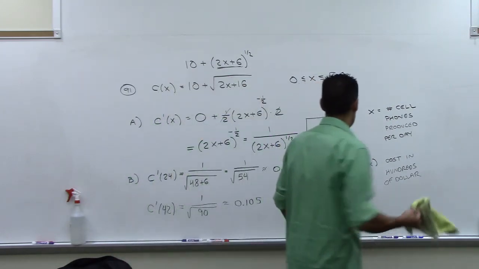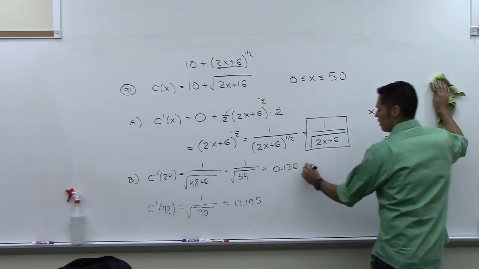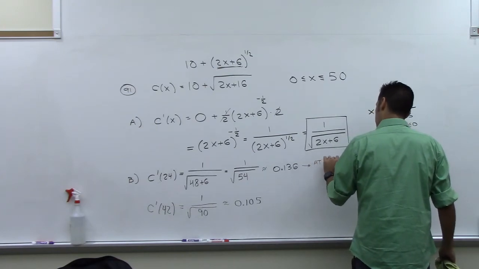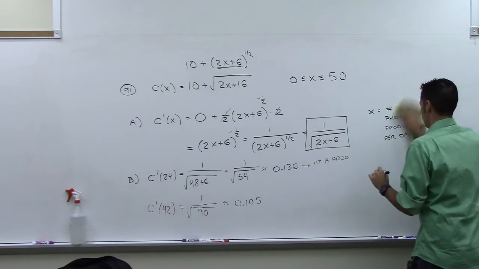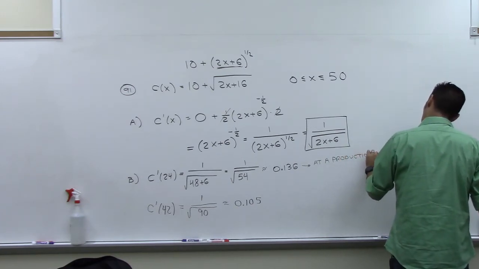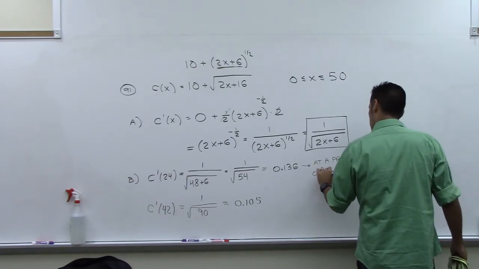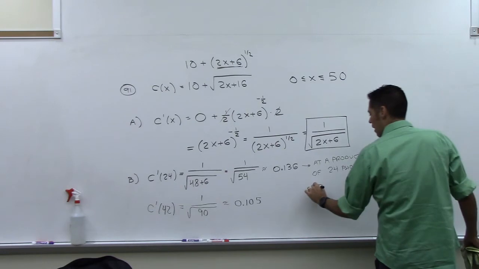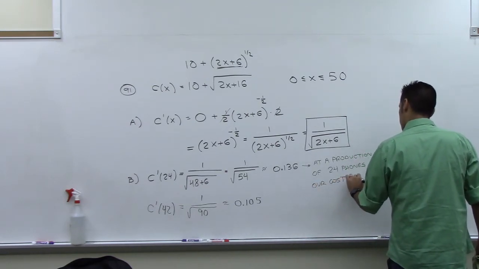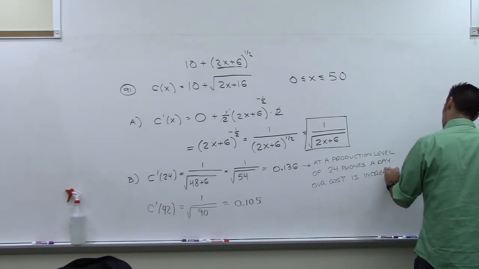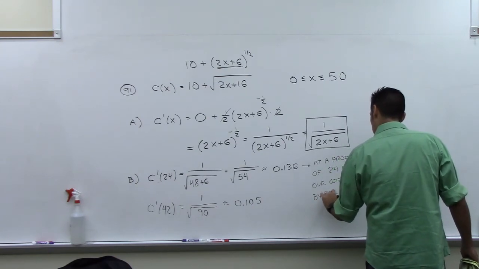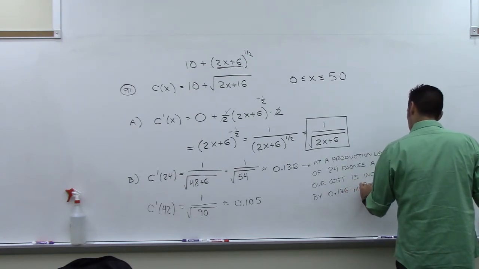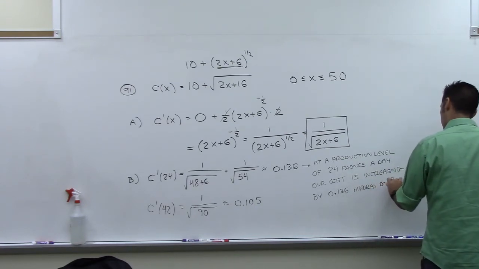So let's interpret these results. What do they mean? Well, C prime of 24 means that at a production level of 24 phones a day, our cost is increasing by 0.136 hundred dollars a day.